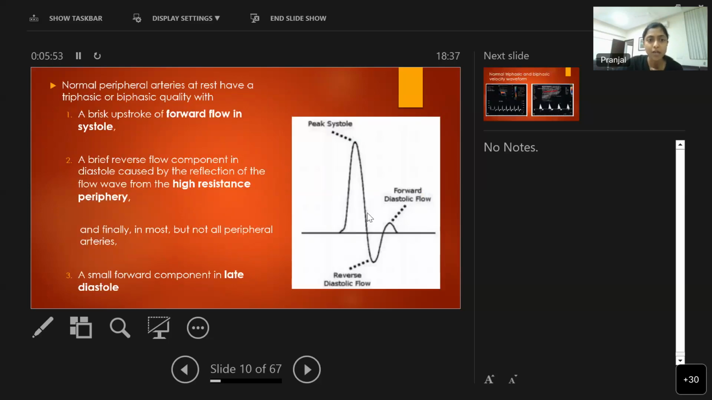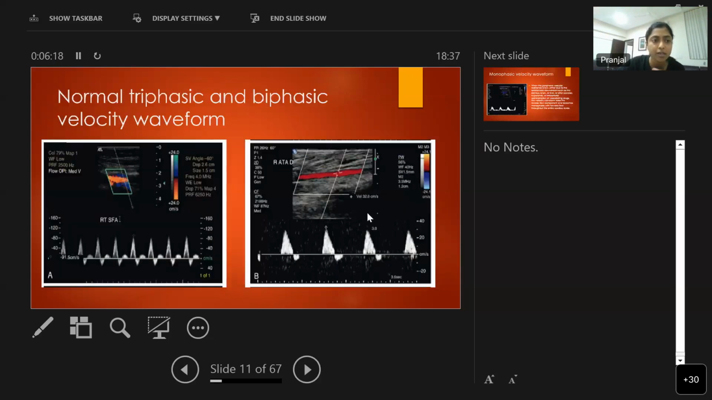A normal peripheral artery at rest has a triphasic or a biphasic quality of wave. It has a brisk upstroke due to forward flow in the systole, then a sharp downfall due to the reversal of flow due to high resistance in the periphery. And finally, there's a small forward diastolic flow component, which may or may not be in all the peripheral arteries. This is a normal biphasic and triphasic velocity waveform.